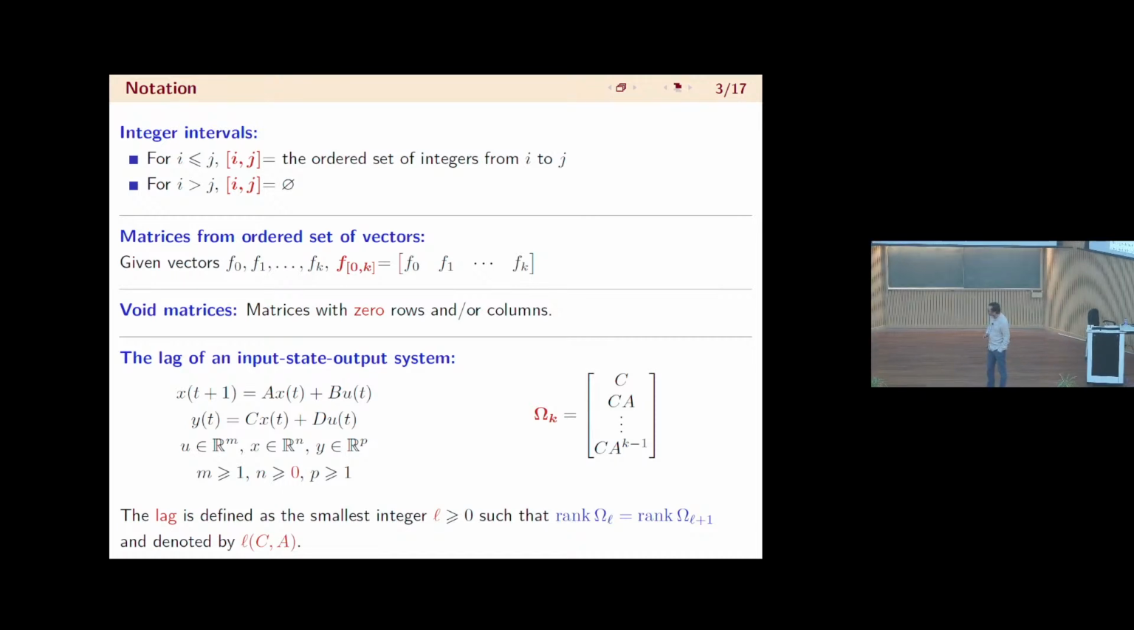Sorry? Why only N is greater than... Because I allowed N to be 0. If N is 0, then L is 0. If I allow void matrices, because if there are no states, basically this is a void matrix, right? This has 0 columns. Therefore, already at 0, Omega_0 and Omega_1 are going to have the same rank, and it's going to be 0.